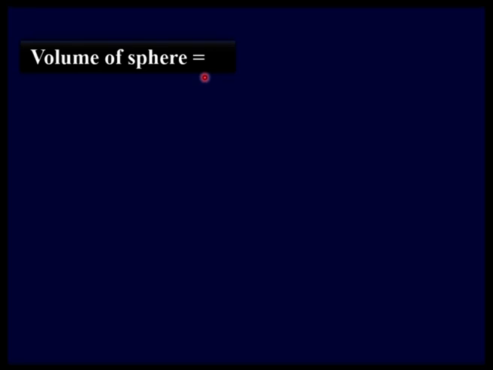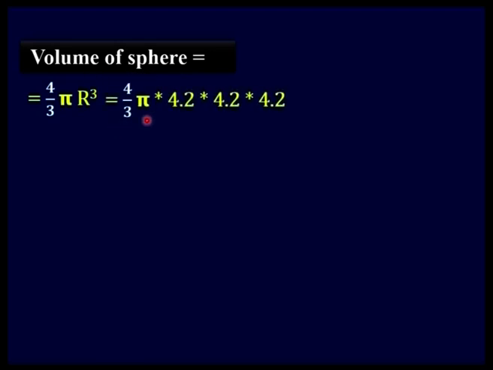Yes, that is 4 by 3 pi r cube. Now, write the formula 4 by 3 pi r cube and substitute the radius r value, keeping pi as it is. R cube means multiply 3 times: 4.2 into 4.2 into 4.2. Put the pi value as it is, and the answer is 98.7 pi centimeter cube.